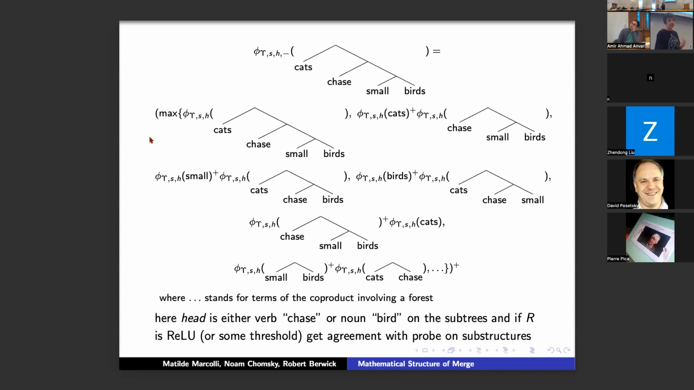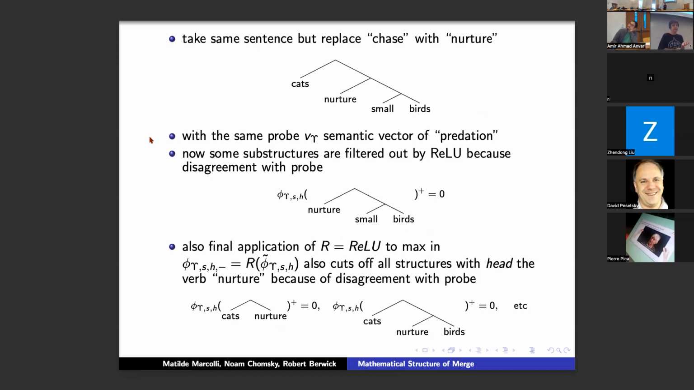But for example, if I change the verb chase with something that's not in an agreement relation with the concept of the predator-prey relation, then you would find that some of these terms now have a disagreement with the probe, and then they will be cut off by this threshold operation. And so it will separate out which parts of the structure maintain an agreement with your probe and which parts of the structure have lost an agreement with your probe. Okay, so that's how this functions.